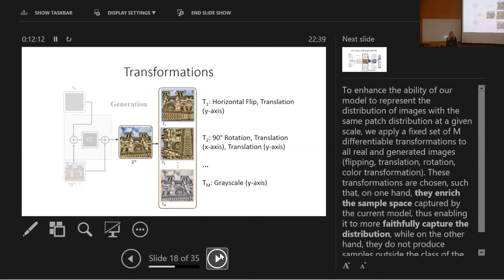To enhance the ability of our model to represent the distribution of images with the same patch distribution, we apply a fixed set of M transformations to all the generated images at each scale and the real images. These transformations are chosen such that on one hand, they don't produce samples outside the class of the object, but on the other hand, they enrich the sample space and thus enable us to more faithfully capture the distribution.